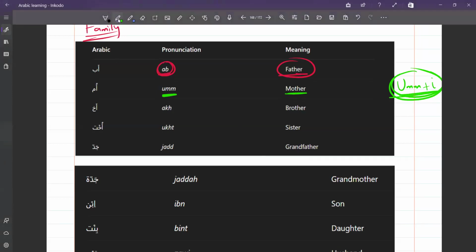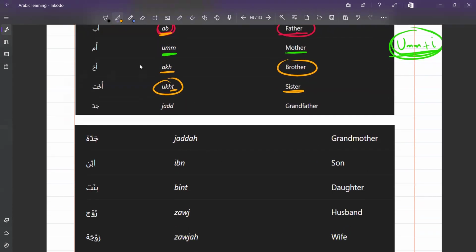And then comes the word akh. Akh means brother. And obviously, akhi would mean my brother. Abi would mean my father. Then comes the word ukht, ending with a ta. Ukht means sister. And if I say ukhti, that would mean my sister.